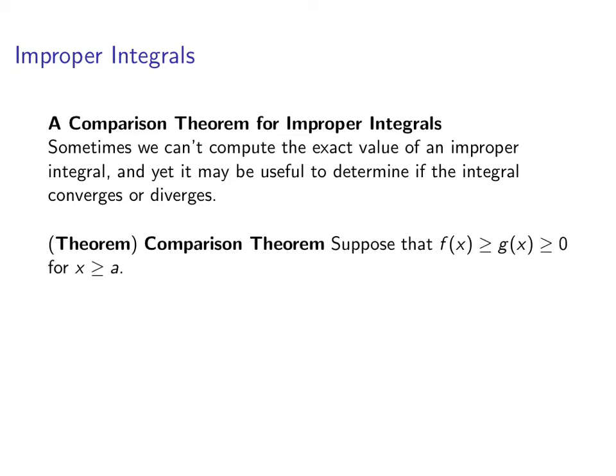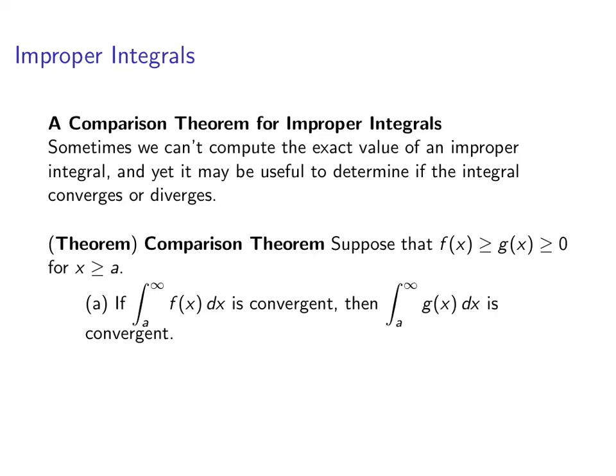So let's suppose that we have a function f of x that's bigger than g of x, and g of x is bigger than 0. So everything's positive, at least for x bigger than a. And the first part of the theorem says that if the integral from a to infinity of f of x dx is convergent, then the integral from a to infinity of g of x is also convergent. So g of x is a smaller function than f of x, and so if the integral of f of x converges, then the integral of g of x converges.